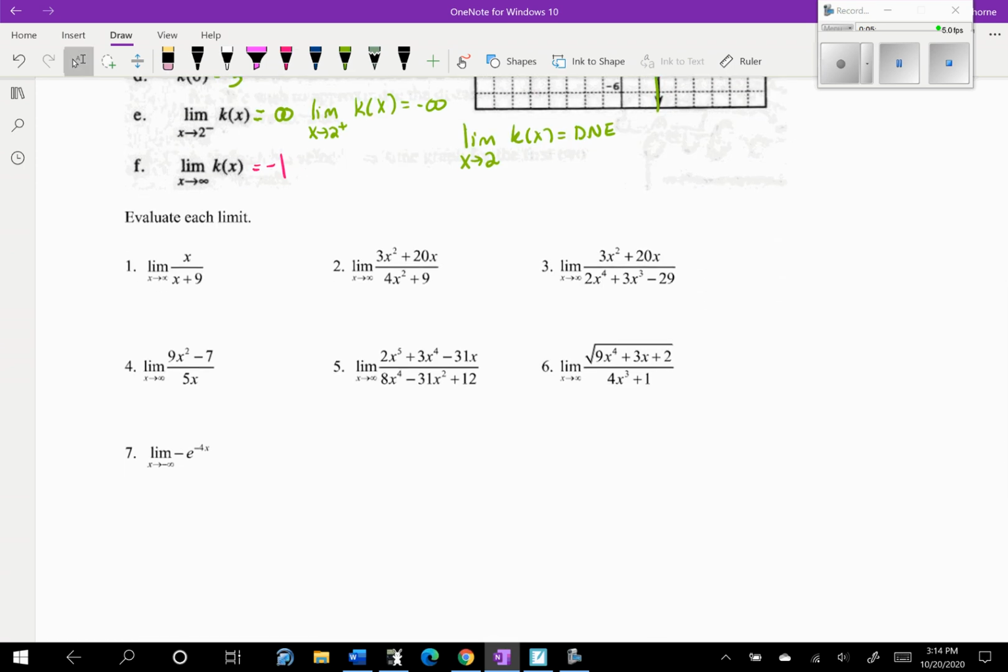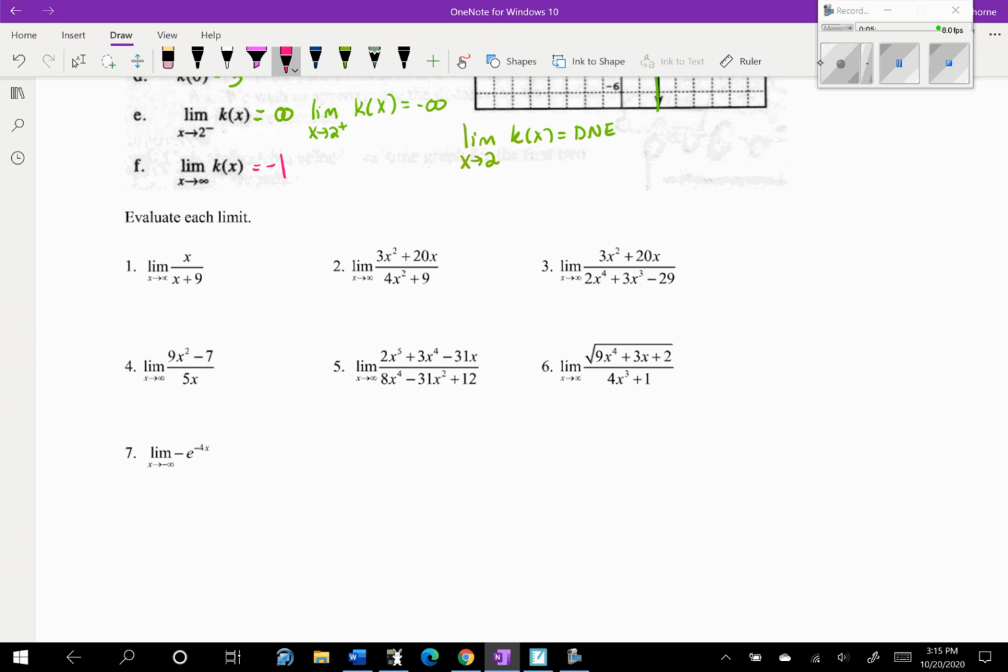So let's go ahead and look at these problems without the actual graph in front of us. If it's a rational function, we can use the rules that we learned for graphing rational functions and finding the horizontal asymptote, because remember, the horizontal asymptote tells us the end behavior of our graphs.